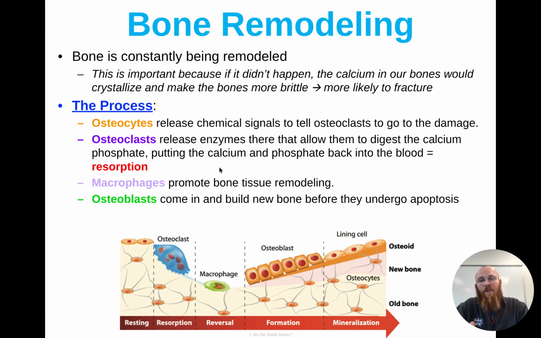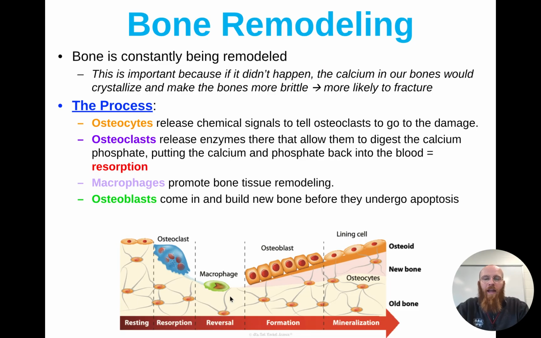And this is going to put the calcium and phosphate back into your blood so we can reabsorb those mineral components and use them as we need to elsewhere in the body or elsewhere in the bone tissue. You do also have macrophages, which are going to promote bone tissue remodeling. Macrophages are really good for also helping to break down other components of bone tissue to get those out of the way.